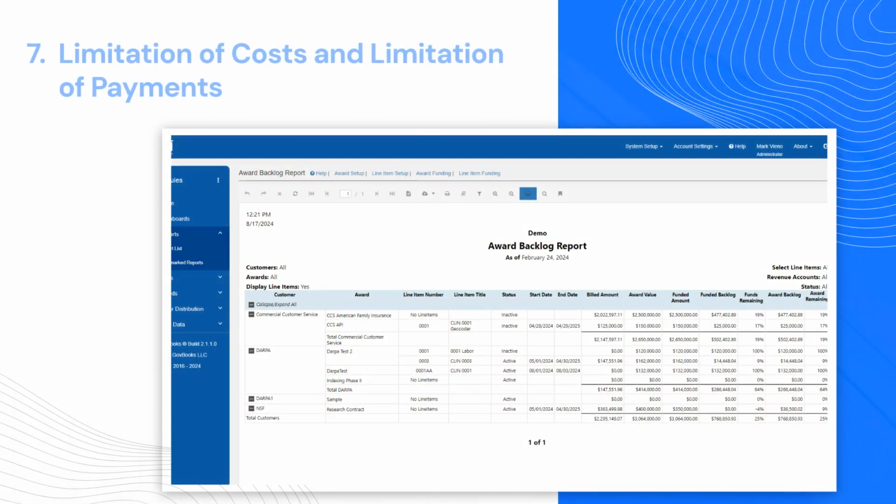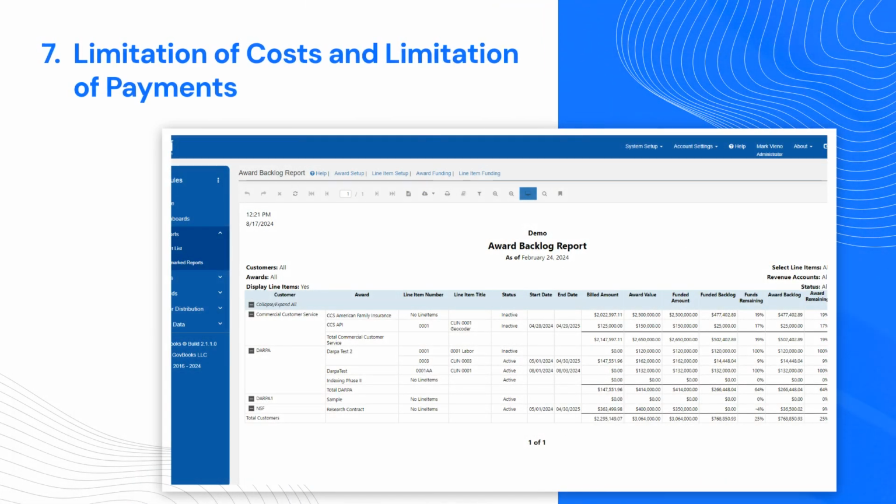The seventh and final compliance requirement is the limitation of costs and limitation of payments. In GovBooks, the award backlog report tracks the amount billed by award and by line item of the award. It compares this amount to the amount that was awarded and funded to compute the backlog amount and a percentage remaining. This information will be used by your compliance auditor to prevent overbilling on an award.